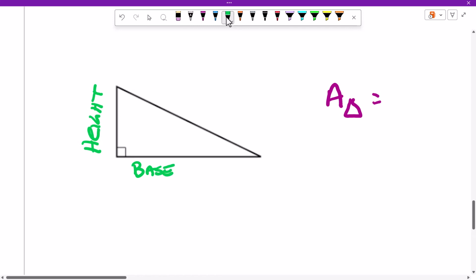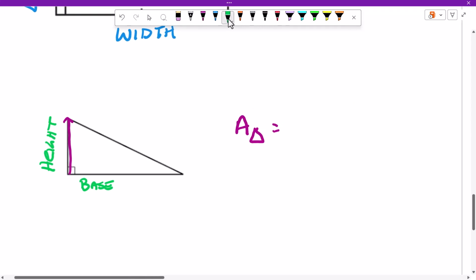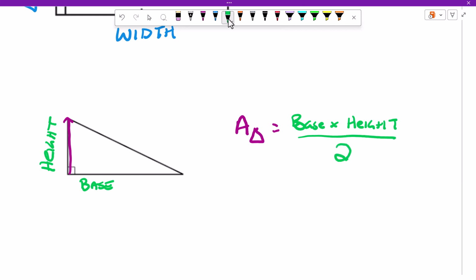So the base is the bottom. The height is the distance from the bottom to the peak. All right? So you go base times height, or length times width for a rectangle. Then we cut it in half, divided by 2.